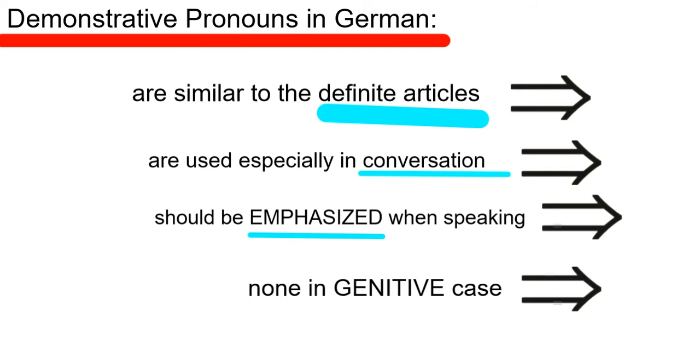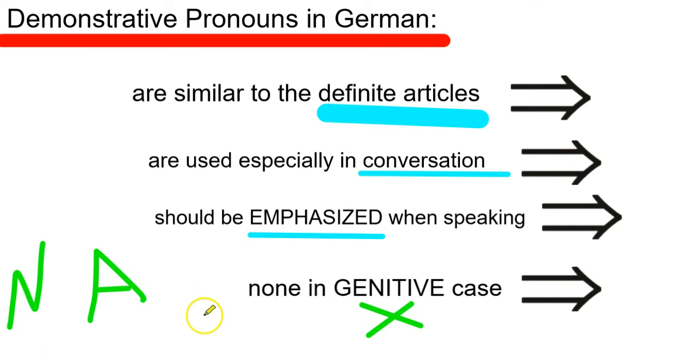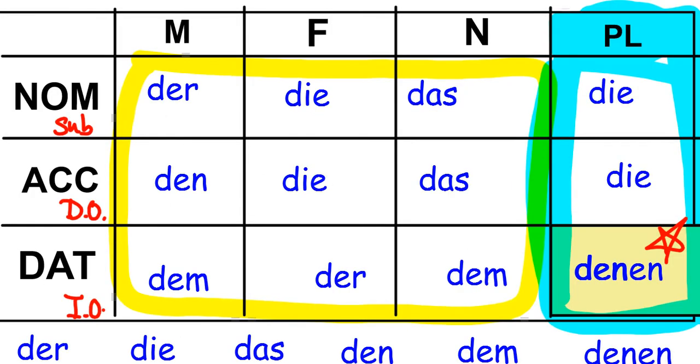And finally, as I said before, we'll get back to that, right? None in the genitive. So you're only worrying about nominative, accusative, dative cases. So just nominative, accusative, and dative. Nothing in the genitive. So knowing that it's similar to the definite articles, this should look very familiar to you.